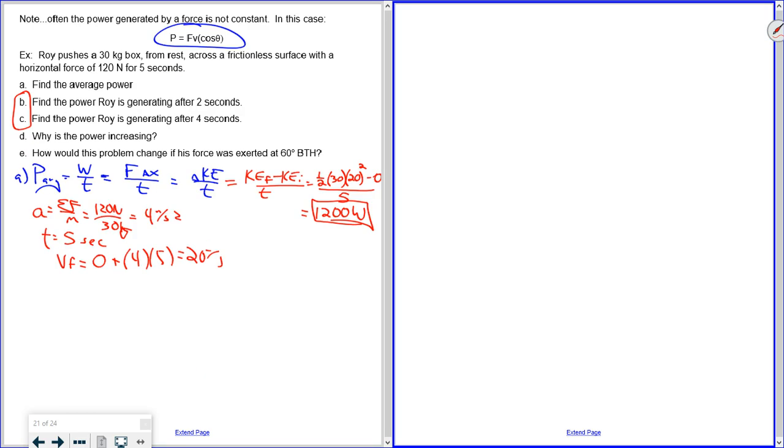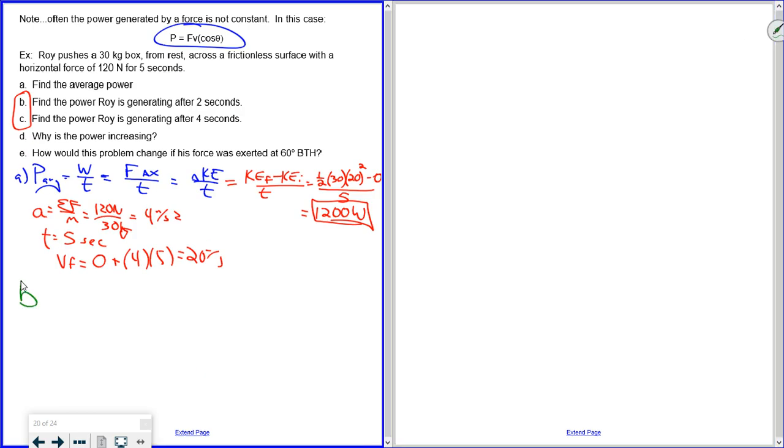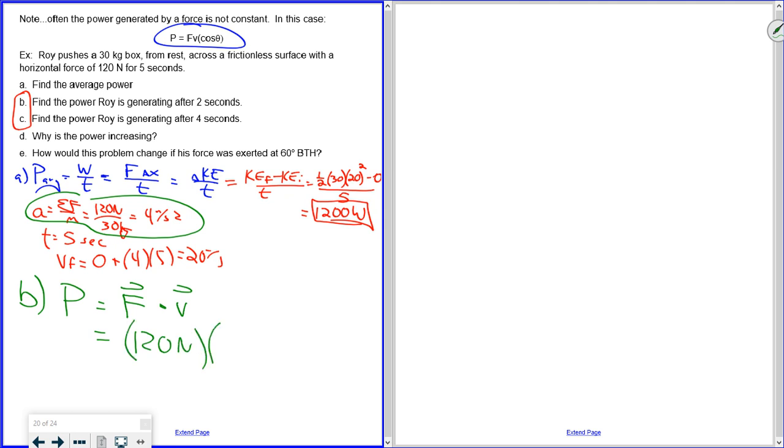So to do part B, it wants to know what the instantaneous power is after 2 seconds. Instantaneous power is force dot velocity, right? So the only way I can figure that out is to find the velocity after 2 seconds. If we're accelerating at 4 meters per second squared, then after 2 seconds the velocity would be 4 times 2, so 8. So our power is our force, 120 newtons, times our velocity, 8 meters per second. That gives you 960 watts.